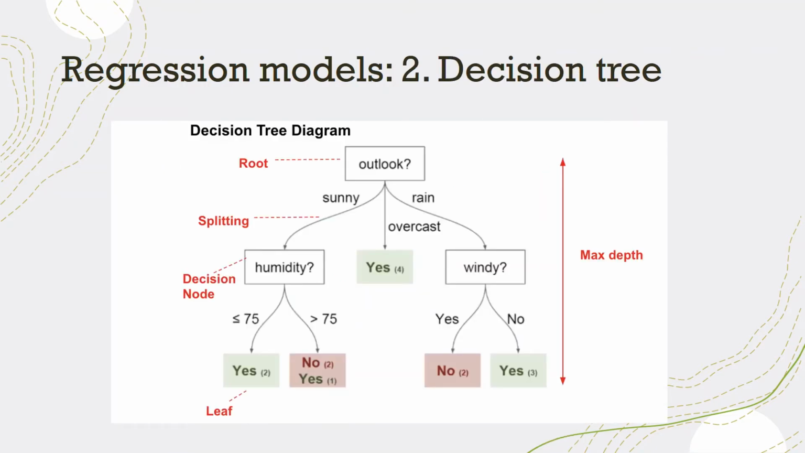Next one, decision tree. It looks something like this, where each square above is called a node, and the more nodes you have, the more accurate your decision tree will be in general.